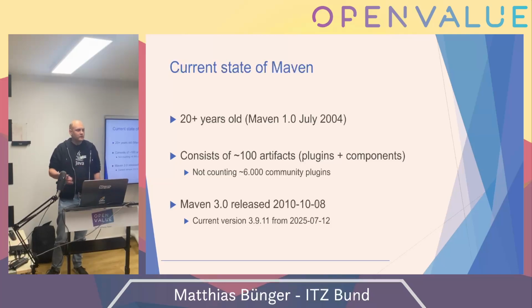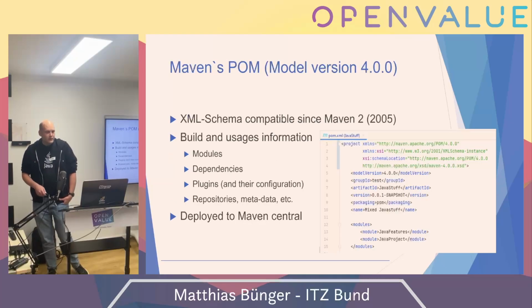Because in 3.9, a lot of things are developed with the scope for Maven 4. So everything which works on 3.9 should work on 4.